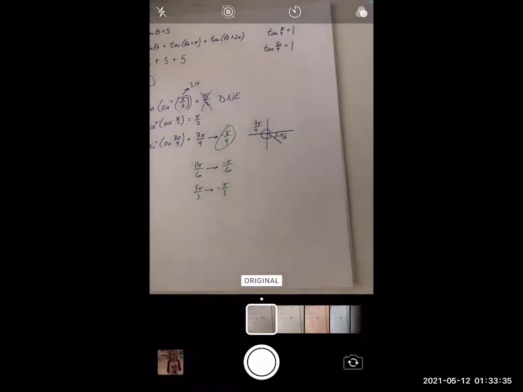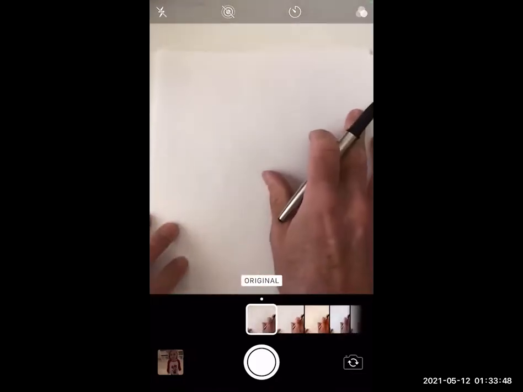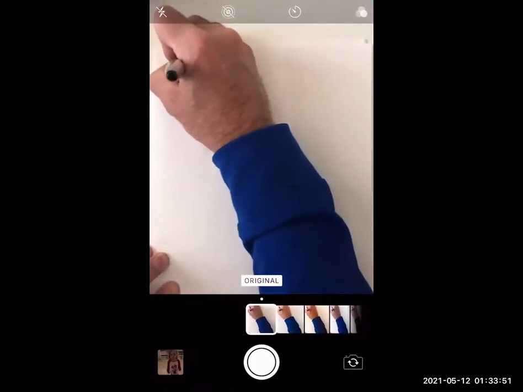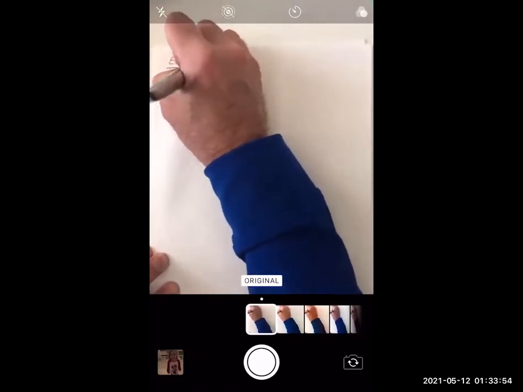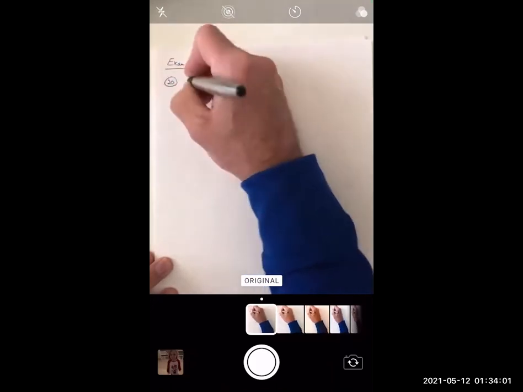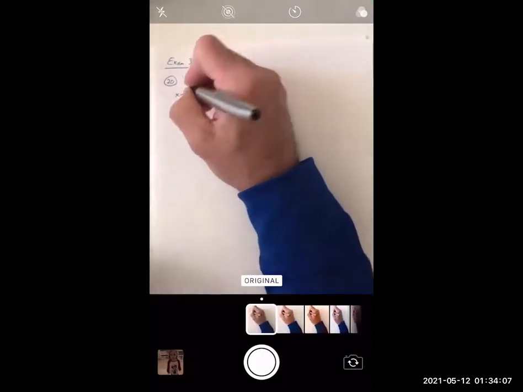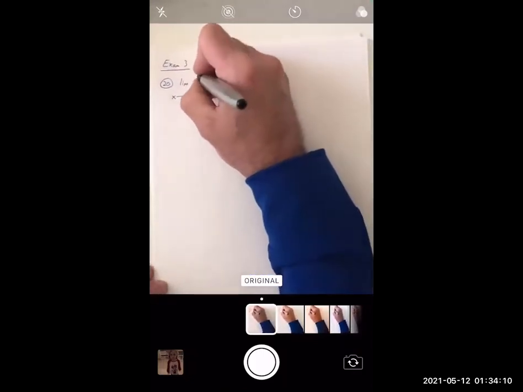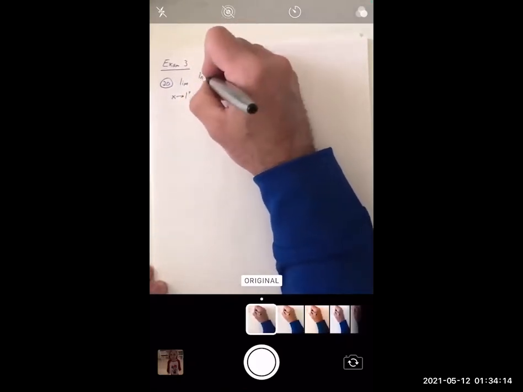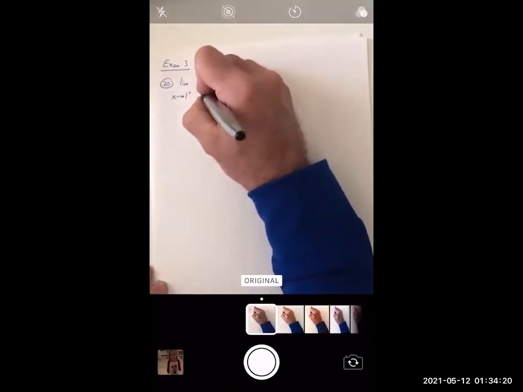All right, not bad. Let me go into exam three and talk about a couple of questions in there. The first one was number 20, and that was the limit as x approaches 1 from the right. This is the one that had the ln's in there. It was ln of (x minus 1) to the fifth over ln of (x minus 1).